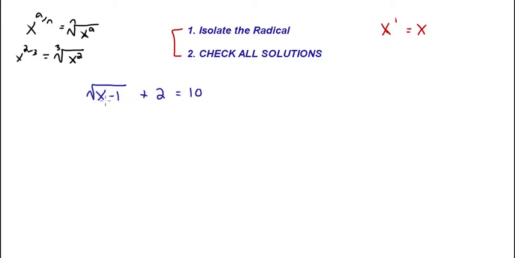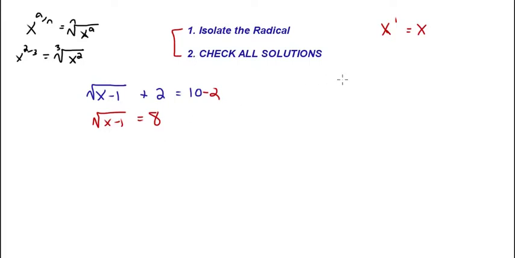So for that, anything that's not the radical is going to be shipped over to the other side. So we end up with the square root of x minus 1, and we have to subtract that 2 from both sides, and this side will just become an 8 because we do minus 2. Okay, so we're looking good. We've isolated the radical. Now what do we do?